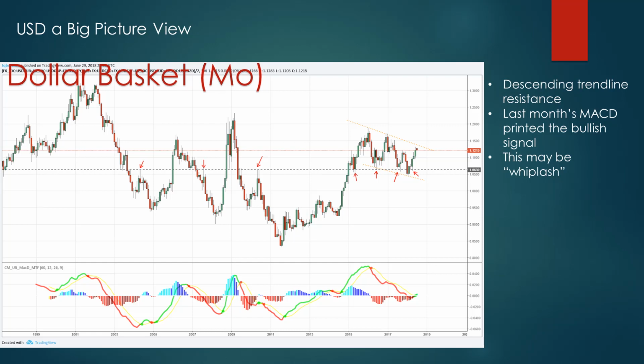So the reason why I'm starting with this chart, the dollar basket here, is that this video is going to be focused on several dollar pairs moving forward. And I also thought it was interesting that we actually have had a bullish cross on the monthly moving average convergence divergence. So you see that below the price line there, and the green dot represents the bullish cross.